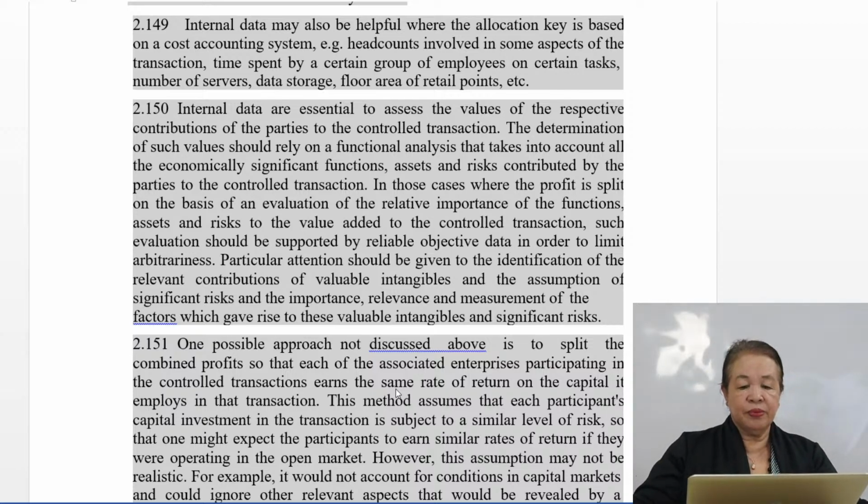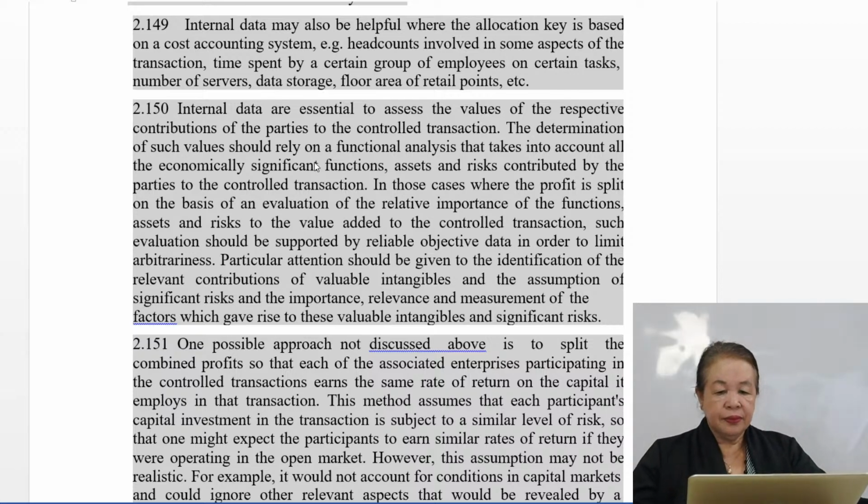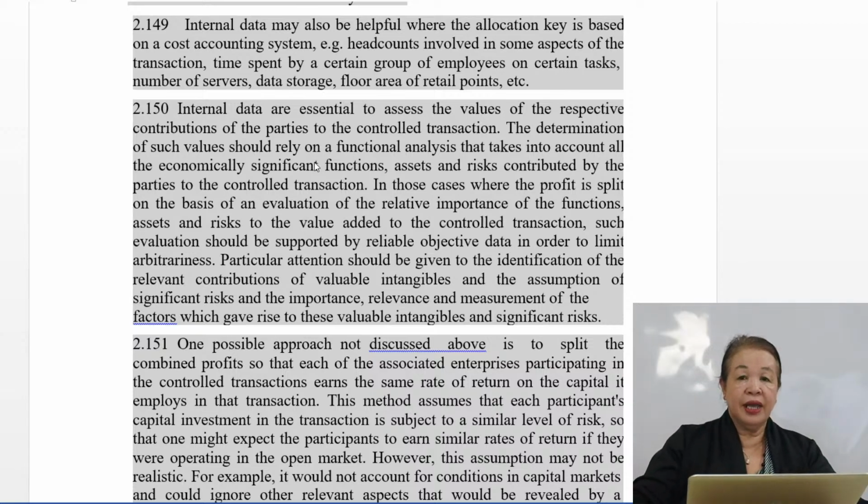So internal data may also be helpful where the allocation key is based on a cost accounting system. So headcounts involved in some aspects of the transaction, time spent by a certain group of employees on certain tasks, number of servers, yung sa technology, no, yung sa mga computer, data storage. Pagka malaki yung data storage mo, data warehouse mo, ibig sabihin, malaki din yung contribution mo sa business, no? Floor area of retail points, no, kung retail. Internal data are essential to assess the values of the respective contributions of the parties to the controlled transaction.